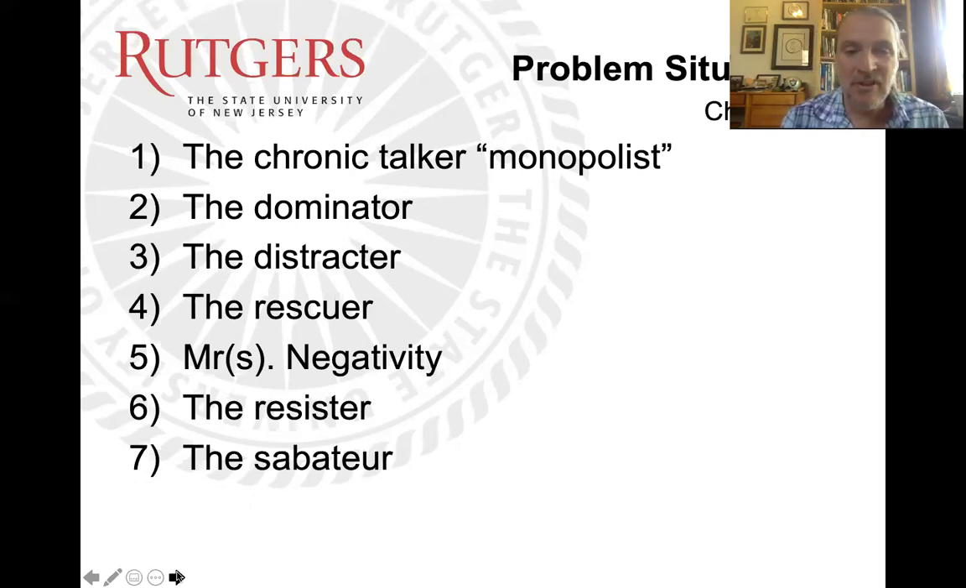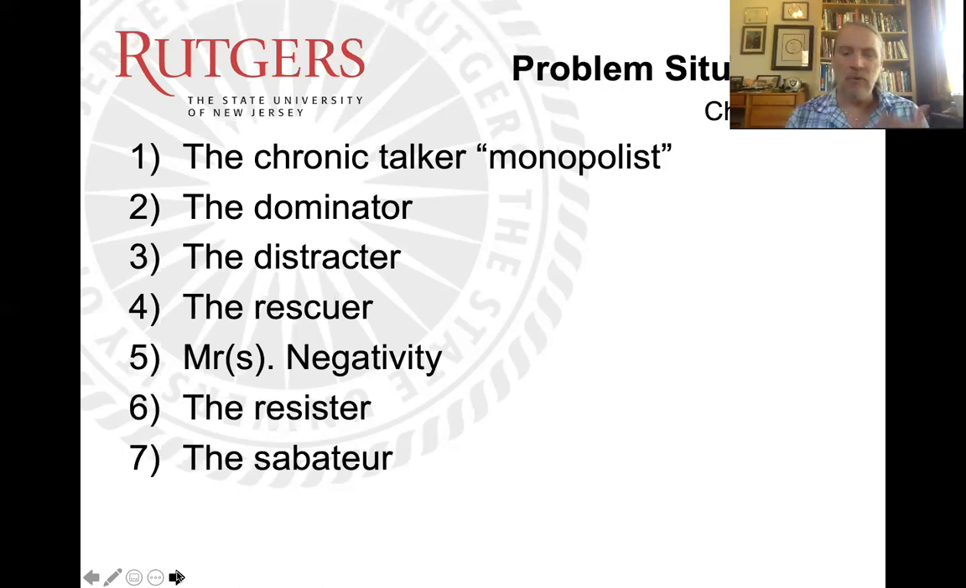Mr. or Ms. Negativity, where everything sucks and everything's awful, and you're trying to provide some enthusiasm and instill hope, and this person isn't having any of that. So how do you counter that without getting pulled in? The resistor, anything you want to do, they don't want to do. They're just in opposition to you. And then the saboteur is someone who will seemingly go along with what you want to do, but then they're going to try to blow it up in the middle.